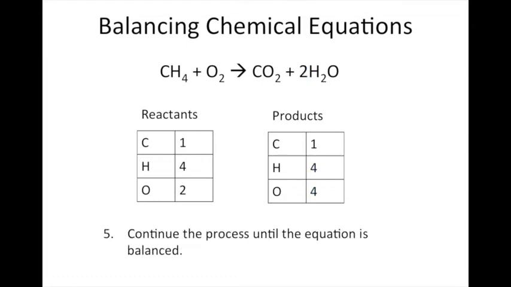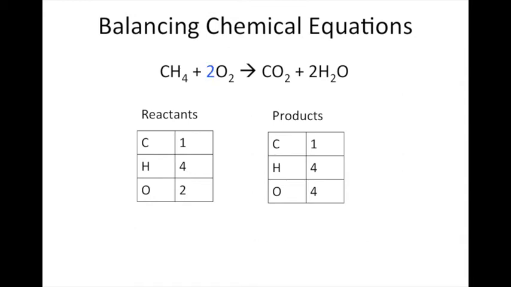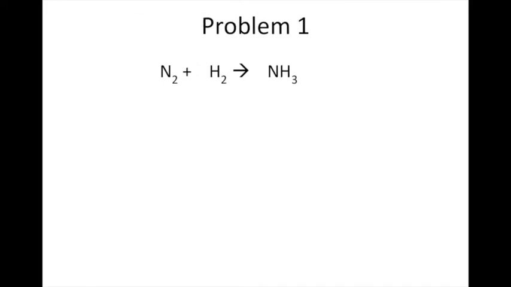So I have to continue this process of adding coefficients until all the atoms on the product and reactant side are the same in type and number. So I'm going to add a coefficient of 2 in front of my oxygen, and that's going to change my oxygens on the reactant side to 4. Now we have a complete balanced equation. So take a look at this equation and see if you can balance it going through those steps. Pause the video and give it a shot.